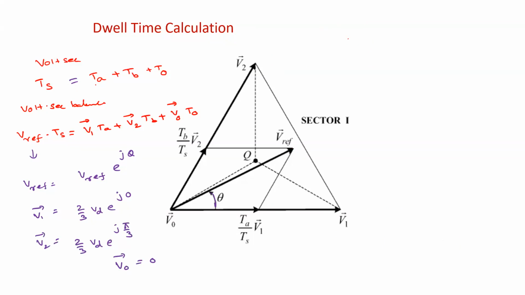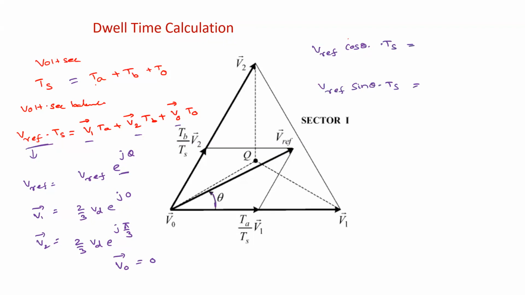So what is the next step? We need to substitute V1, V2 and V0 here and separate the real and imaginary terms. If we do that, V reference cos theta into TS is the real term of this one. Okay, V reference cos theta into TS. This e to the power of j theta can be written as cos theta plus j sin theta, right? Similarly, the imaginary term is V reference sin theta into TS.